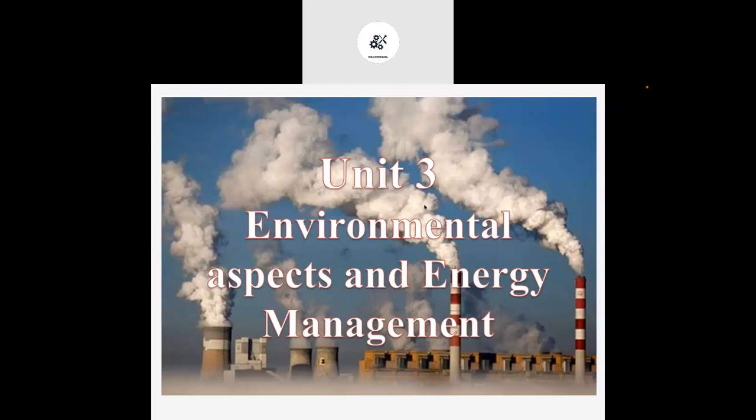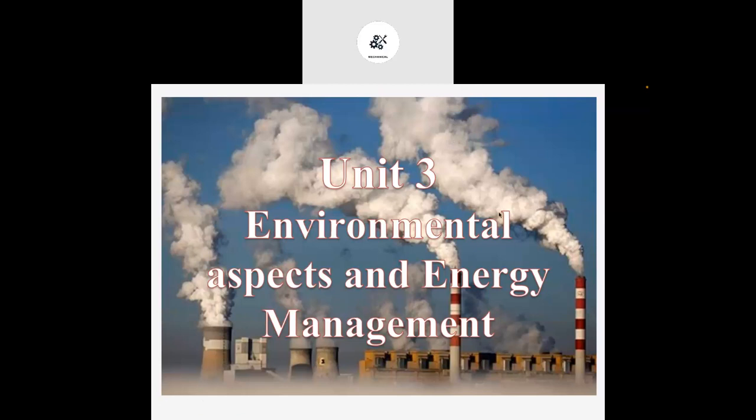Now, in the first unit, we saw the basics of power plants, what the different types of power plants are, what factors affect the installation of a power plant, and how to plan a power plant. All those things we saw in unit number one. In unit number two, we basically concentrated on the economic side of the power plant.